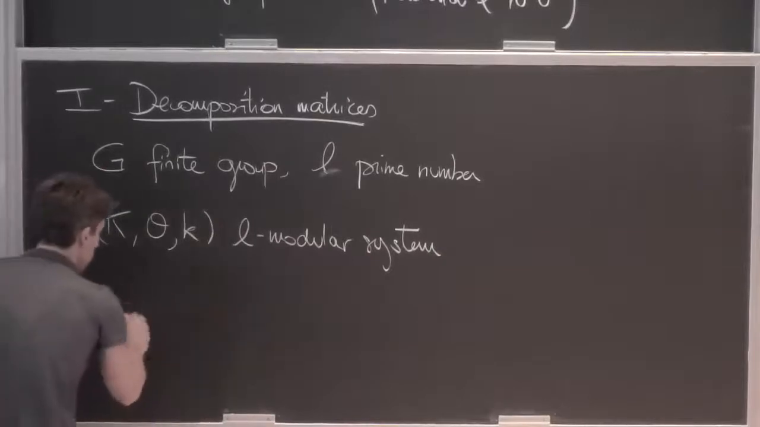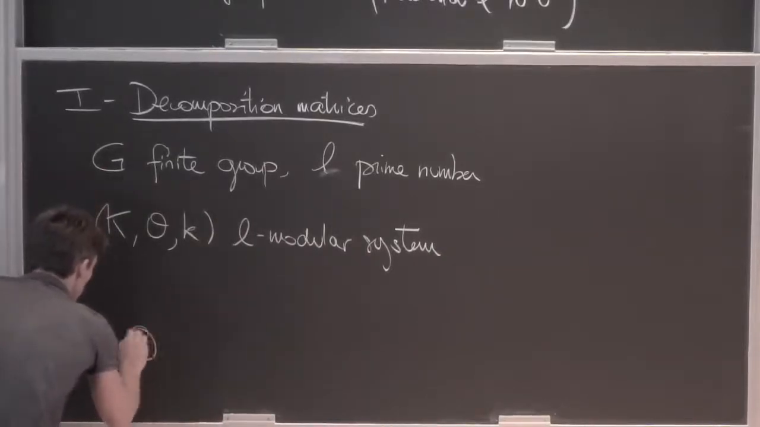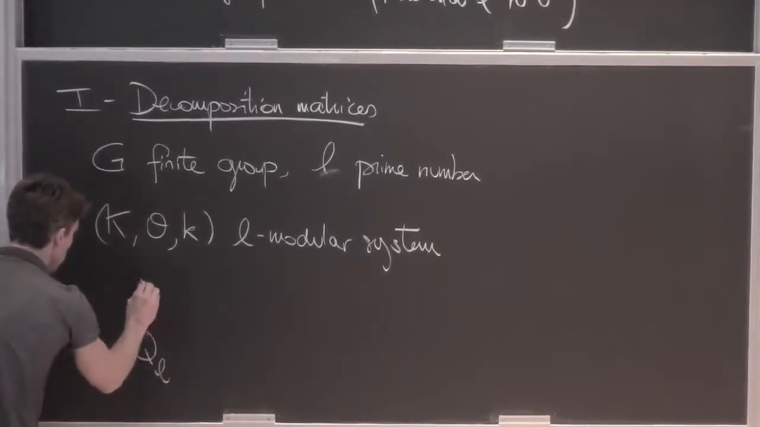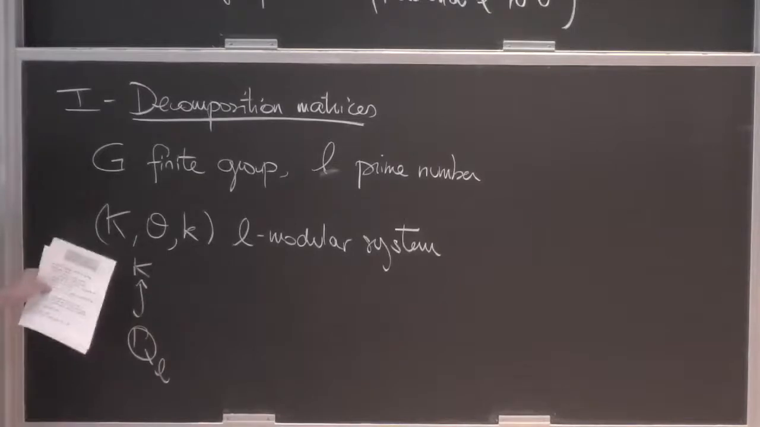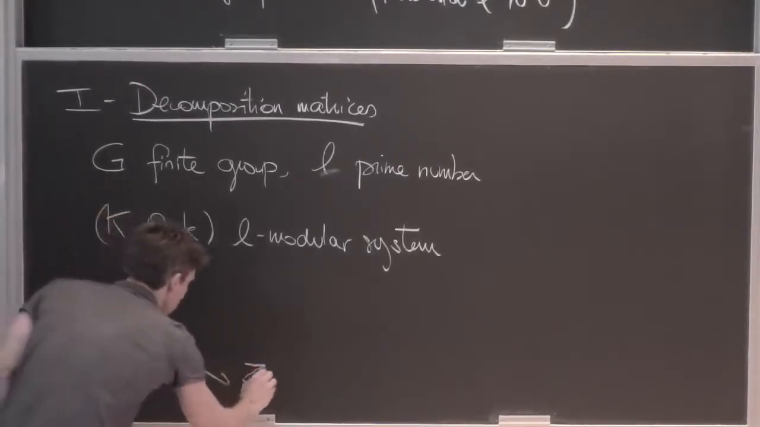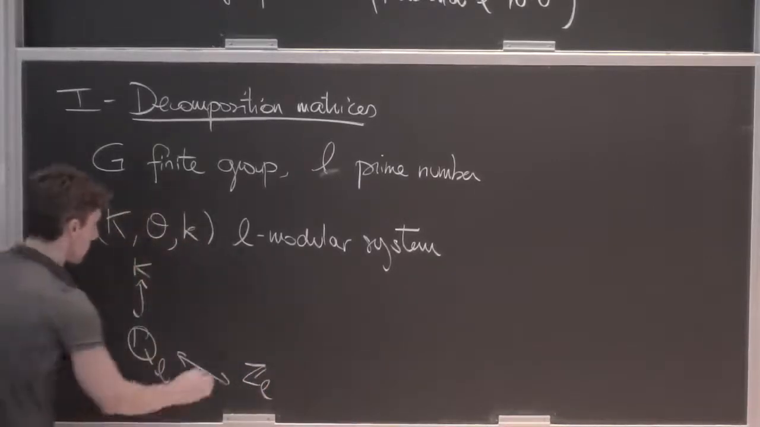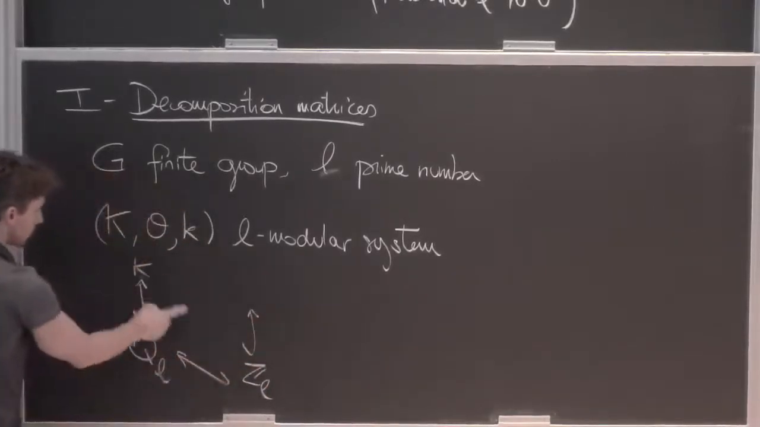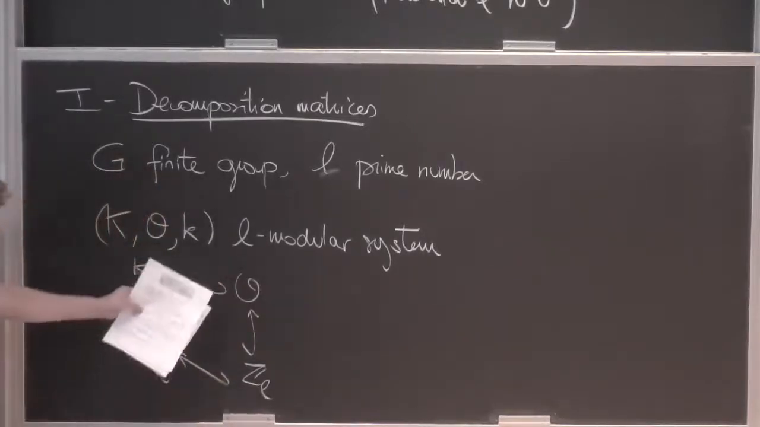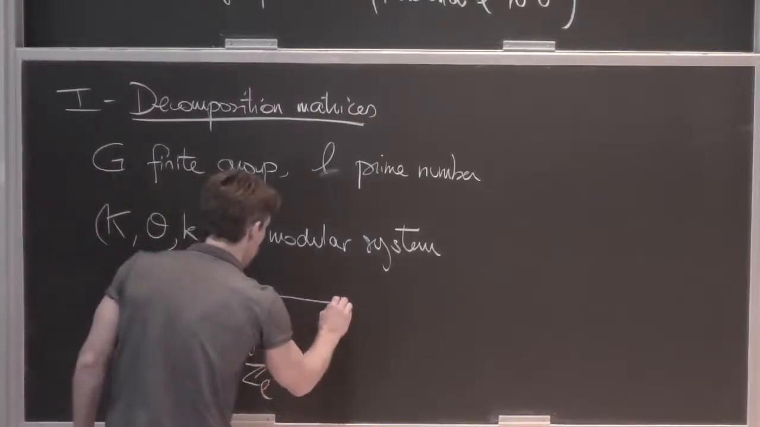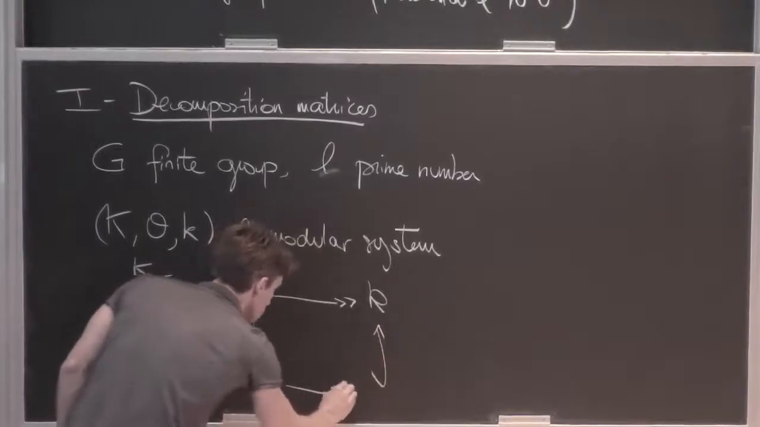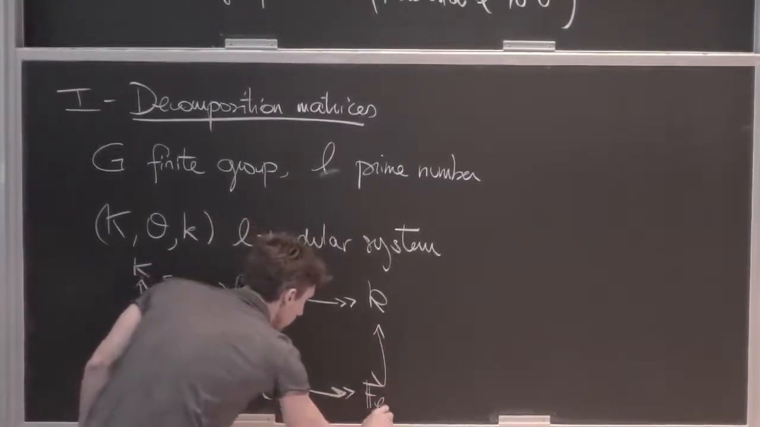So you can fit it in the following picture. You have your field of l-adic numbers, some extension K, which will be a field of characteristic 0. Inside, you have the l-adic integers. You can look at the integers of K over Z_l, this O. This will be some local ring, which will have some residue field k, which will be some extension of F_l.